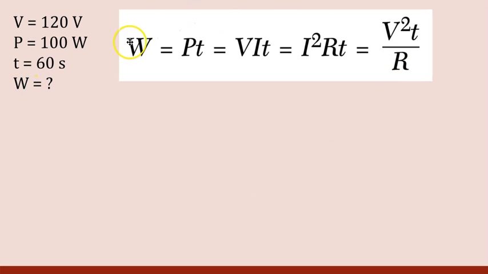So that brings me to this long formula on the physics reference table. And again, I'm going to be doing W equals, and then I can pick whichever one of these four parts of the equation makes the most sense for me. Definitely W equals Pt is going to be the easiest because I already know power, I already know time, and that's just going to be the simplest way to do things.